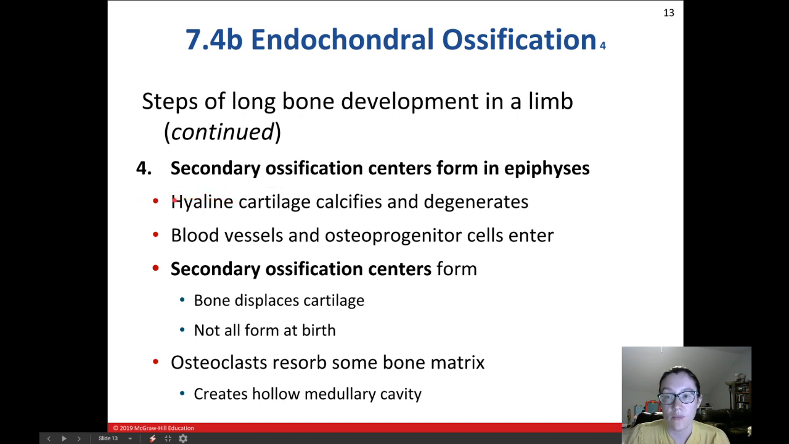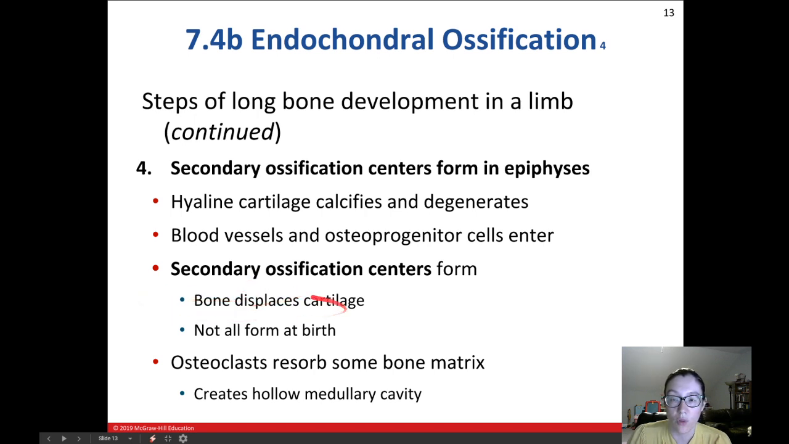Once again, the hyaline cartilage is going to calcify and degenerate in the epiphysis areas, just like it did in the diaphysis. Those blood vessels that were growing in step 3 continue to grow in. They bring those osteoprogenitor cells and some osteoblasts, and we're going to start laying down some more osteoid on top of that calcified cartilage model. And so that's going to be the secondary ossification centers that are forming, usually in the epiphysis.